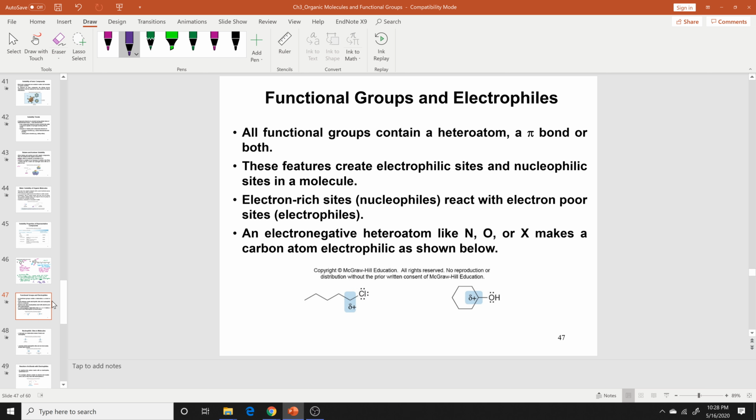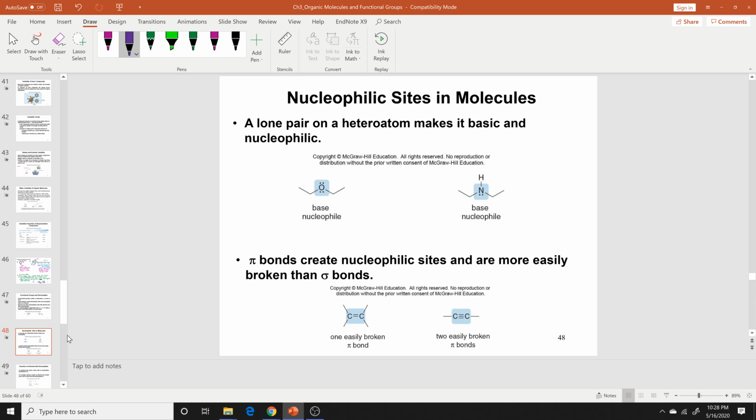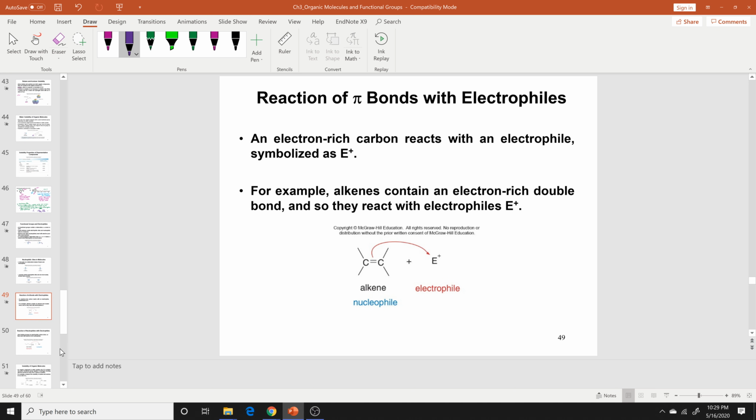The last topic in this chapter is the functional groups and the reactivity of the functional groups. We said that functional groups are reactive sites. If they are reactive sites, normally they induce a dipole. So from the functional group, you can easily determine where your electrophile and your nucleophile are. If you have an oxygen functional group, that is going to be your nucleophile. If you have a nitrogen functional group, this is your nucleophile. If you have pi bond functional groups, again, these are all nucleophiles.